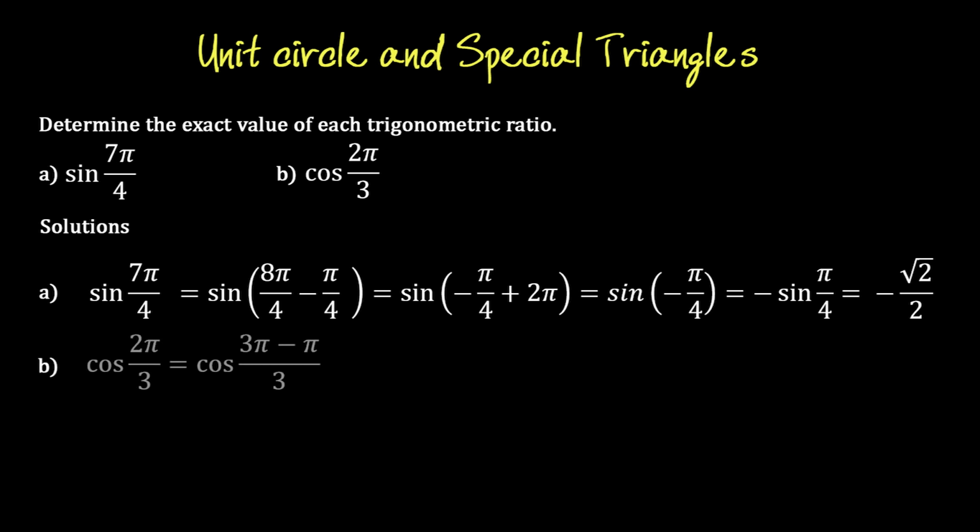B. Write 2 pi as 3 pi minus pi. 3 pi divided by 3 equals pi, so you get the cosine of pi minus pi divided by 3, which is equal to the negative cosine of pi divided by 3. The answer is negative 0.5.